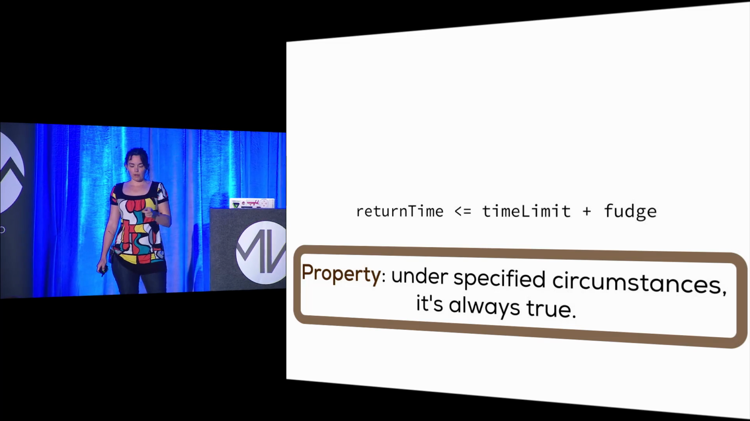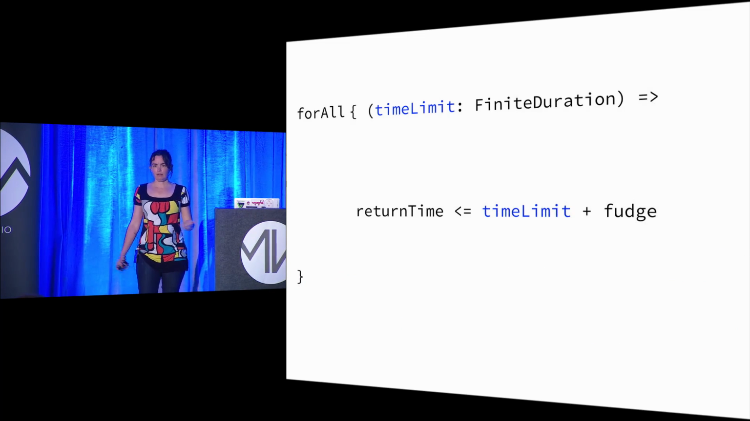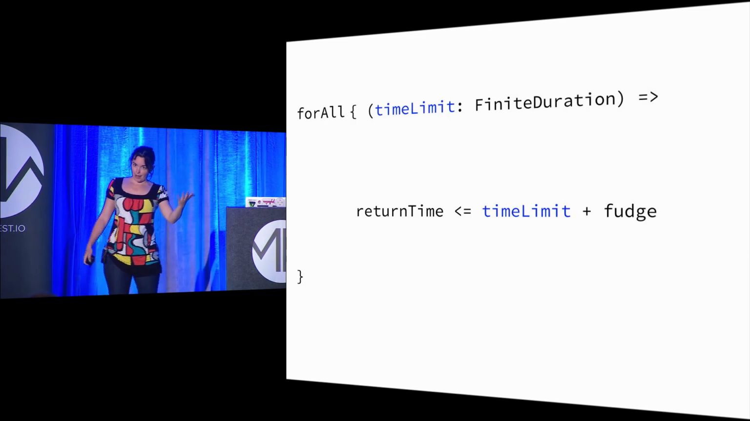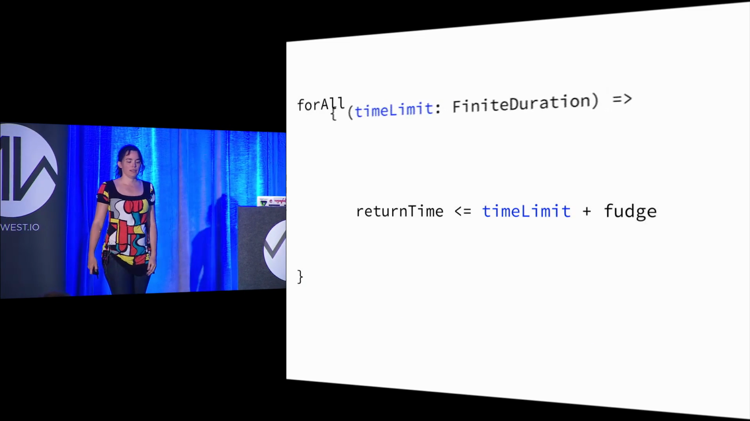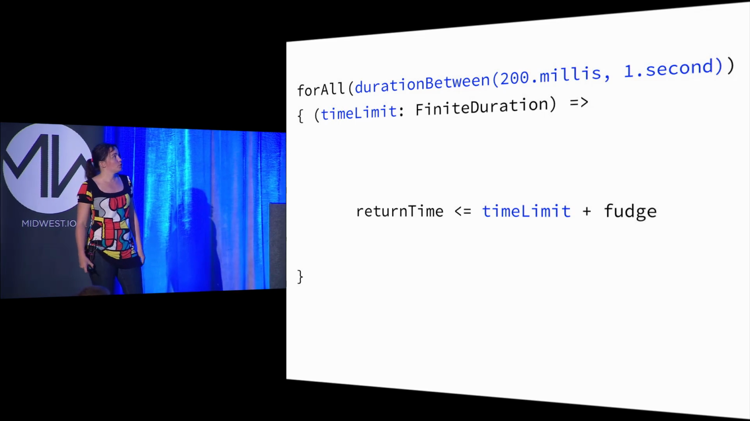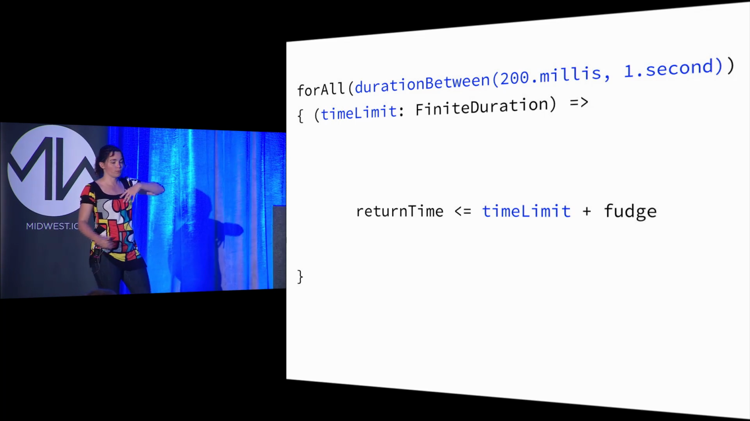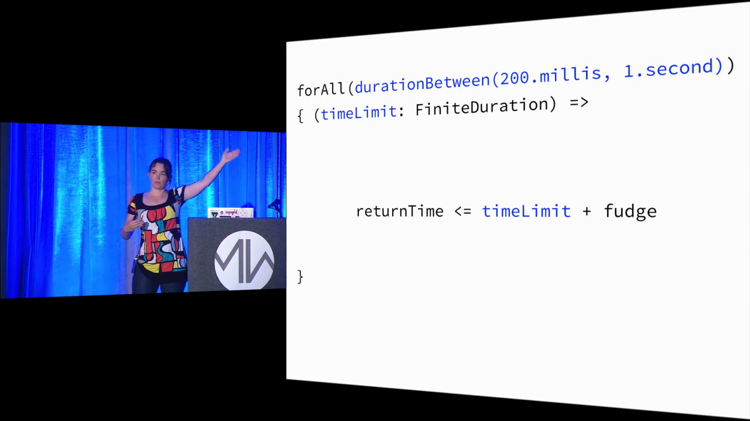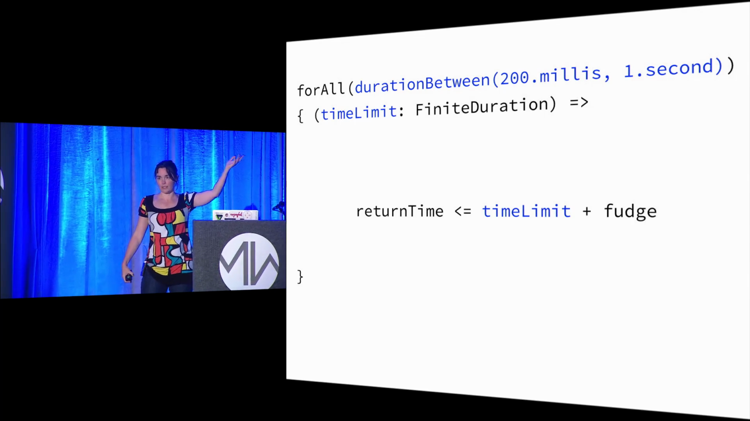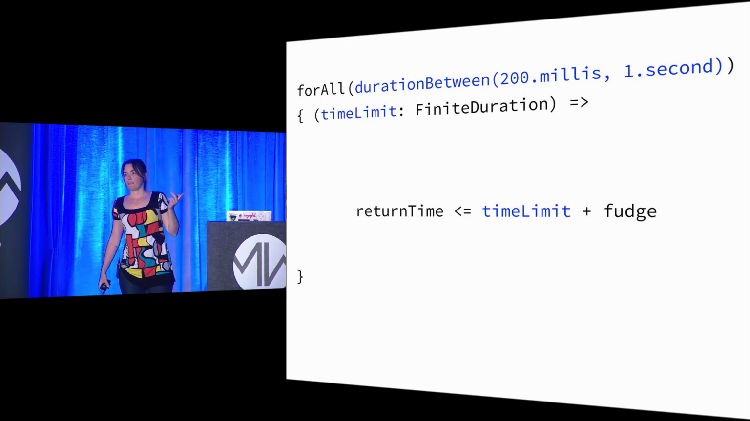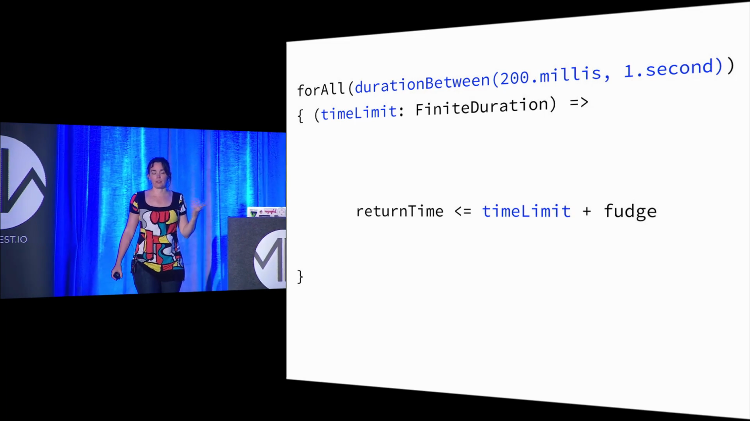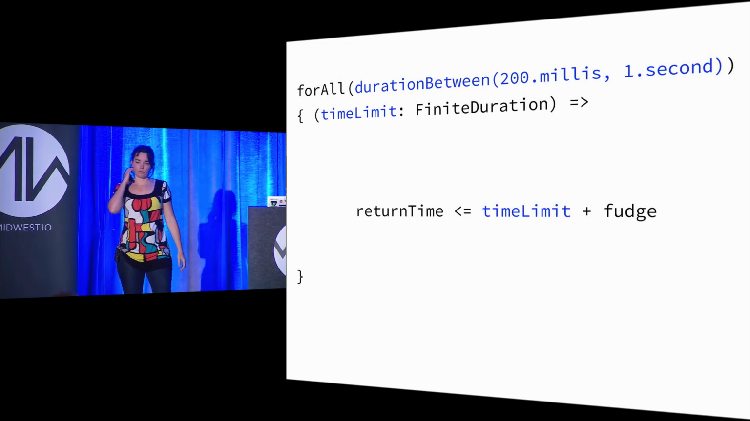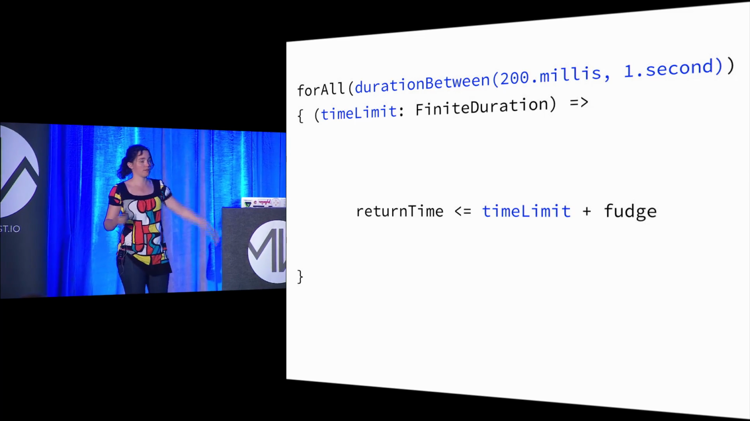In this case, what are those specified circumstances? Well, for any time limit. This should be true for any time limit. But that's not actually what we're going to test. So we will use a generator to produce possible time limits, and the generator here is going to produce values between 200 milliseconds and 1 second. The code here is Scala, and I'm using the ScalaCheck property test framework, but there's one for every language that's useful, so this is not specific to Scala at all.